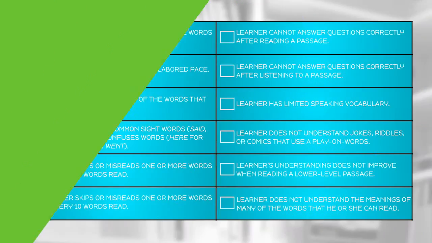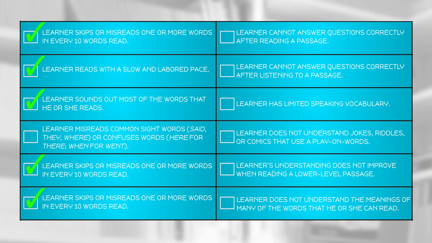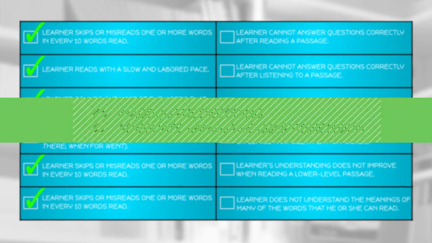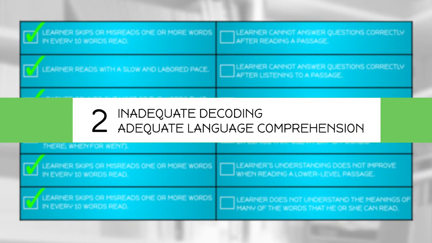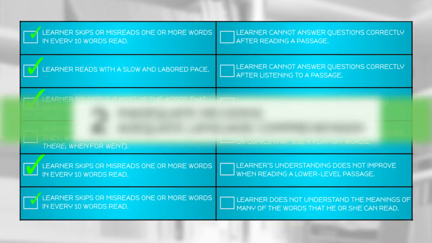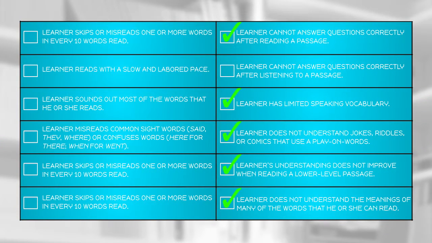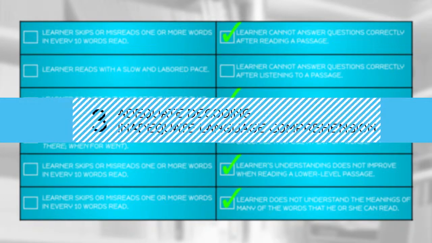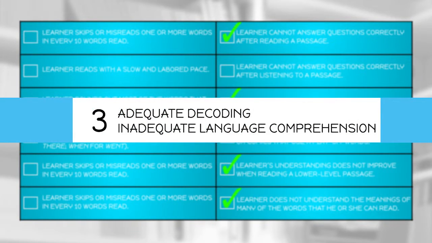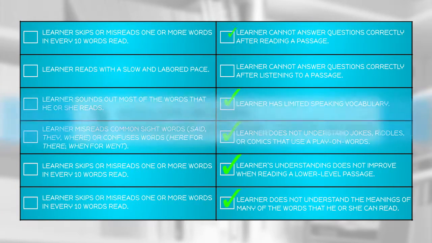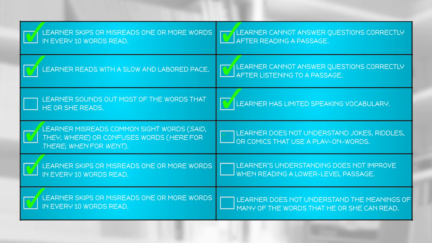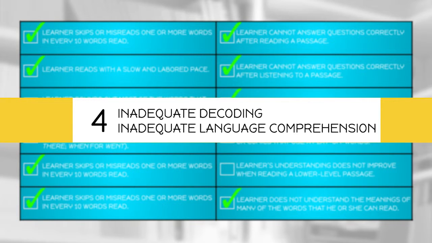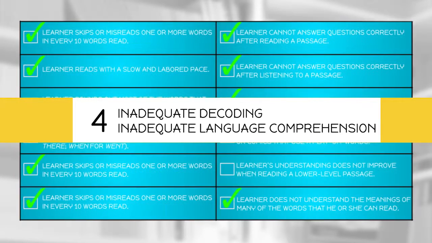If you don't have access to standardized scores, you can use the Learner Profile Checklist, which is in your handout. If all or most of the boxes in the first column, but none in the second column are checked, a learner may have inadequate decoding skills, but adequate language comprehension. If all or most of the boxes in the second column, but none in the first column are checked, a learner may have inadequate language comprehension skills. If you can check off all or most of the boxes in the first column and all or most of the boxes in the second column, a learner most likely has inadequate decoding and language comprehension skills.